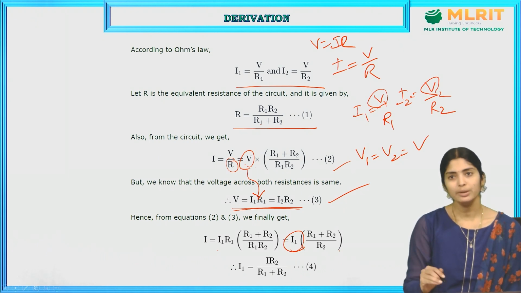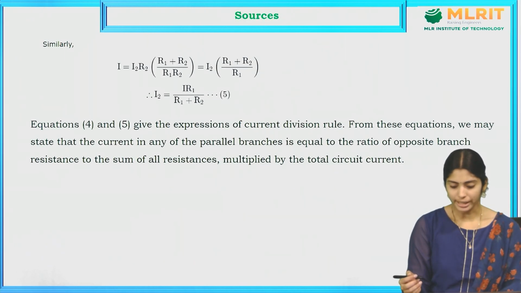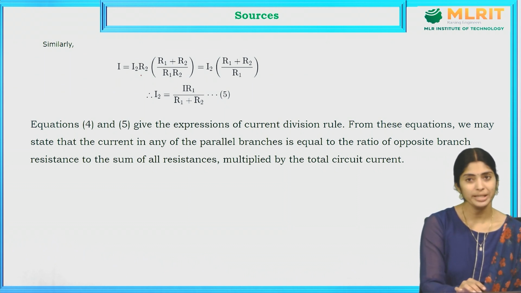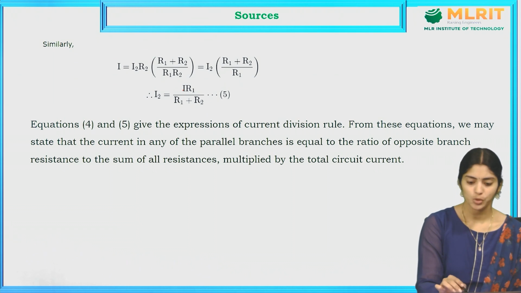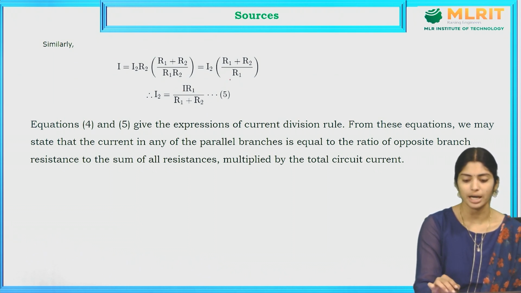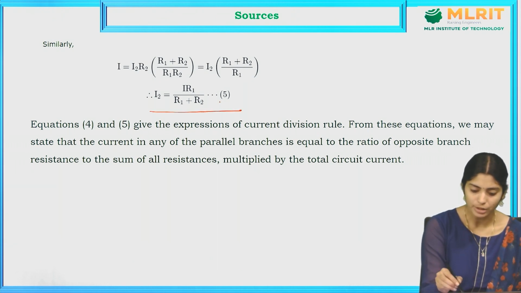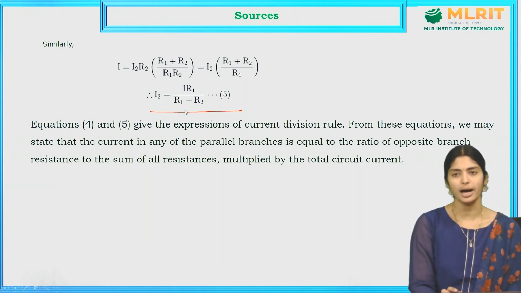So similarly we can write down the value of current I2 as I2 is equal to V2, V means I2 R2, R1 plus R2 by R1 R2. So that is equal to I2 into R1 plus R2 by R1. So finally we can write down I2 is equal to I into R1 by R1 plus R2.